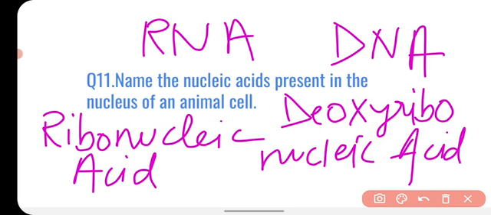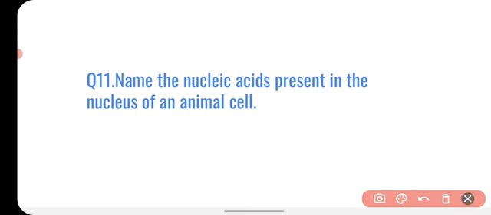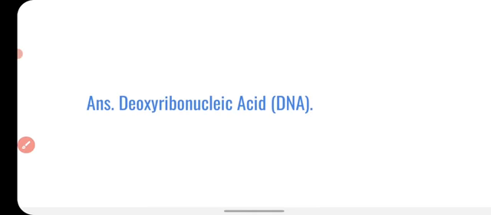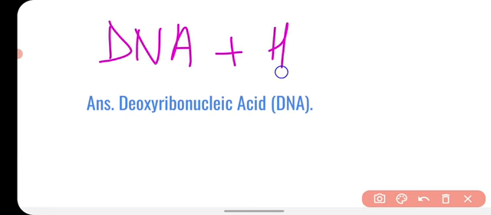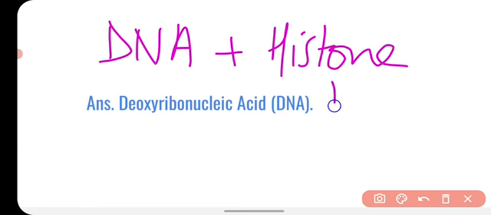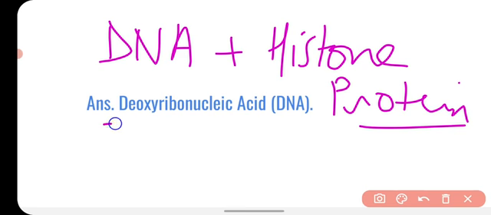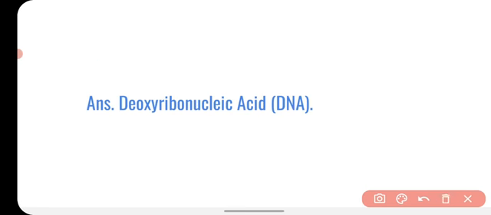Out of these two nucleic acids, which nucleic acid is present in the animal cell? Just recall the nucleus of the animal cell. In the nucleus, the genetic material, which is known as chromatin thread, is made up of DNA and histone protein. So the nucleic acid which is present in the animal cell is deoxyribonucleic acid, DNA.